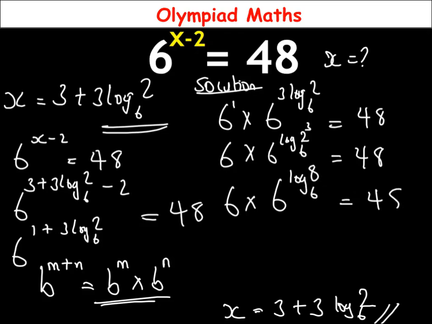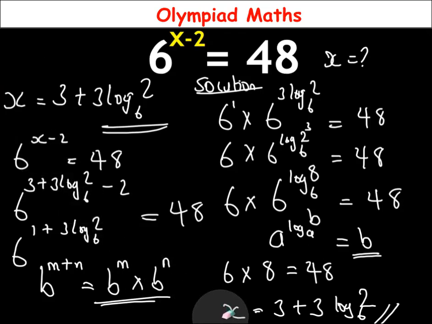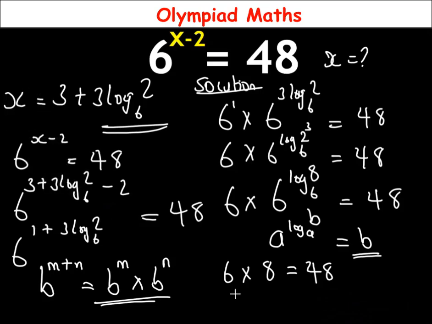Okay, at this junction, if you have a to the power of logarithm of b base a, this is equal to b. Now applying this principle, what you have is 6 times 8 is equal to 48, right? Now, as you can see, 6 times 8 is 48, which equals 48. So that means that the value of x that we got gave us 48, which also equals 48 in the question. So with this, we've gotten the final answer, that x is equal to 3 plus 3 logarithm of 2 base 6.